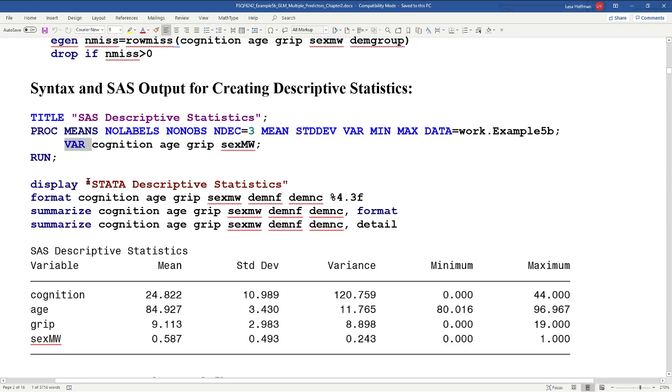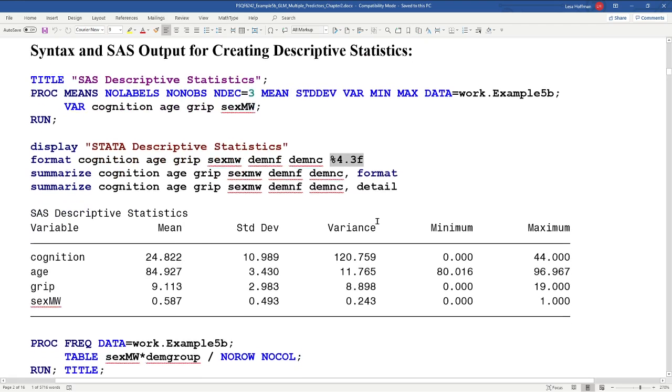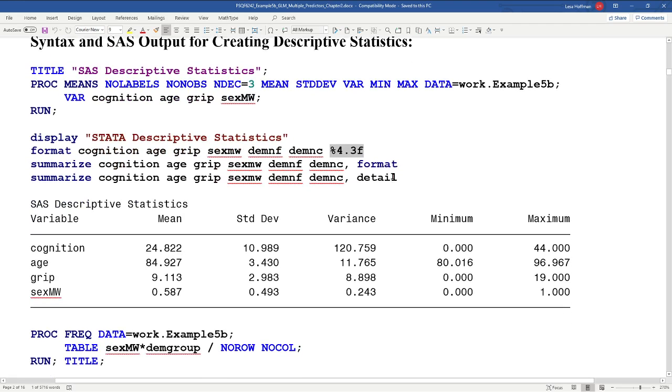The same command in Stata is summarize. I'm using a format statement before that to control the printing of decimals to make it look the same as what it would be in SAS, although that's not strictly necessary. I just wanted the output to be nicely formatted. So the detail option, I have this twice because detail would also add variance, and so it creates additional output: variance, percentiles, medians, and so forth.